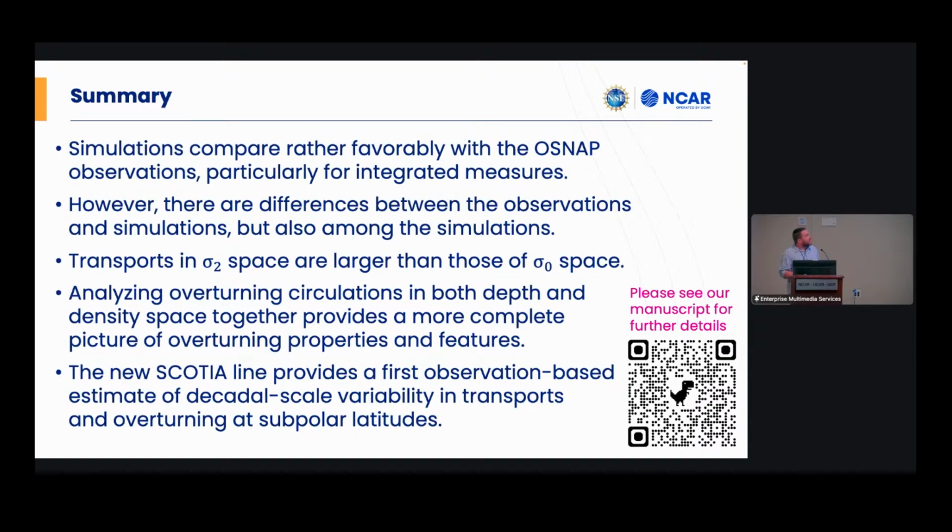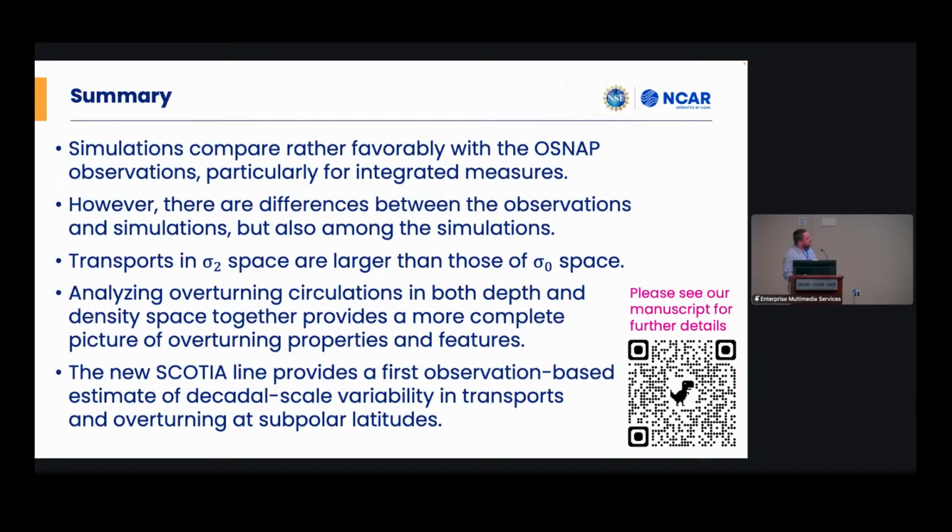We argue that people should actually not look at the MOC in a single space, but use this two-dimensional histogram to look at the MOC and get a more complete picture of the properties of the MOC.